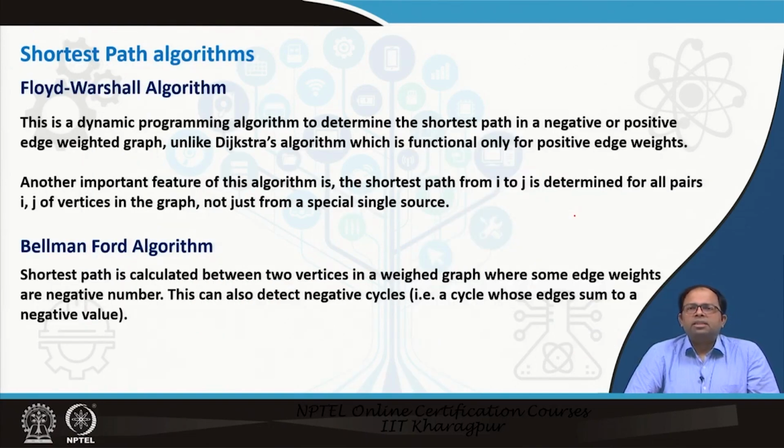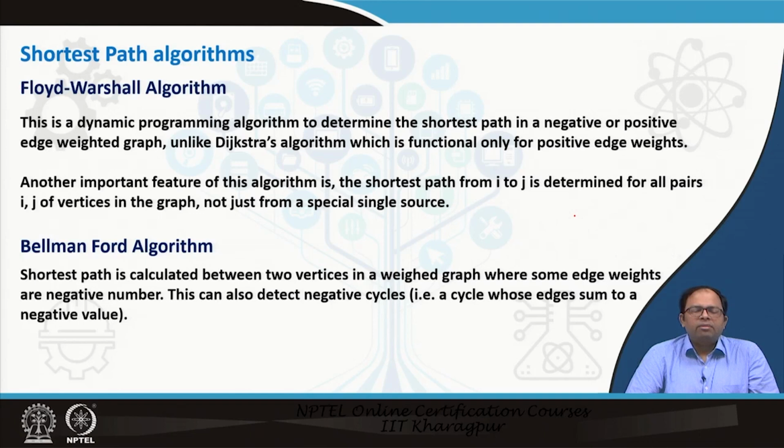So in addition to Dijkstra's algorithm, which can only consider positive weights, there are other algorithms which can consider both positive and negative weights. But as you can understand, there is that problem of negative cycles when we consider negative weights, that is an issue still. So we have the Floyd-Warshall algorithm. This is a dynamic programming algorithm to determine shortest path in a negative or positive edge weighted graph, unlike Dijkstra's algorithm, which is functional only for positive edge weight graphs.